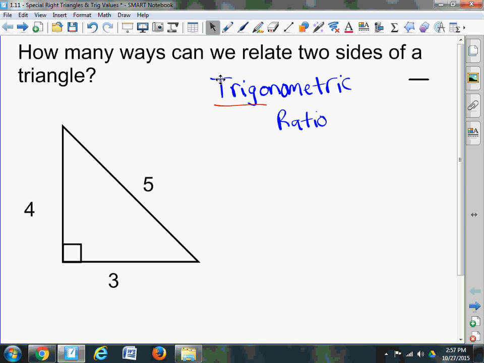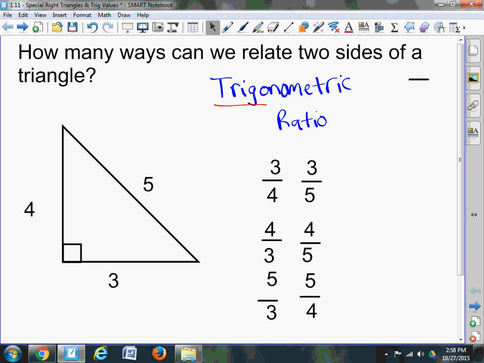So we can look at it if we have the side 3 on top of the ratio. So we can relate 3 to the side 4, or we could also relate the side 3 to the side 5. All right, so I like to have an organized approach so that way I guarantee every possibility. Now I can look with 4 on top. I can relate 4 to 3, or I can relate 4 to 5. Lastly, I can have 5 as my numerator. So 5's on top. I can relate 5 to 3 or 5 to 4.